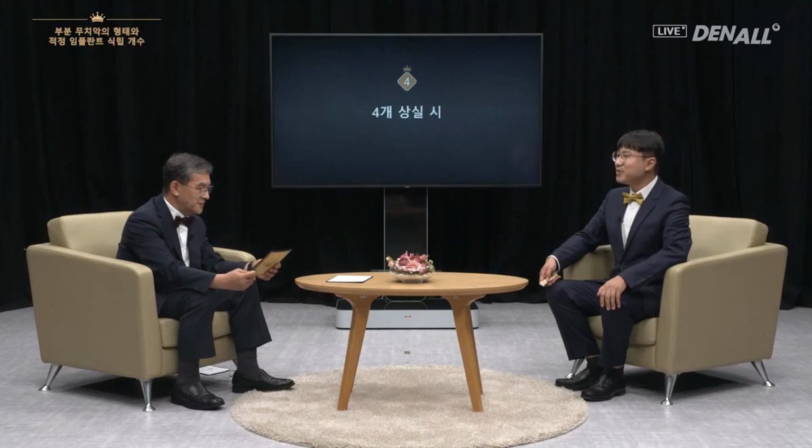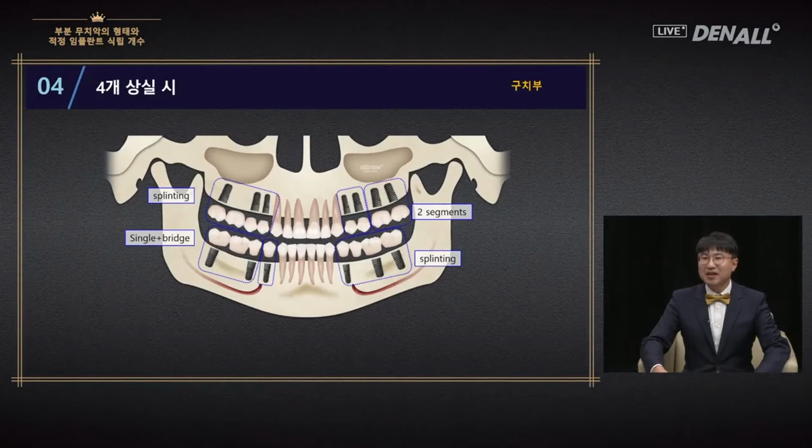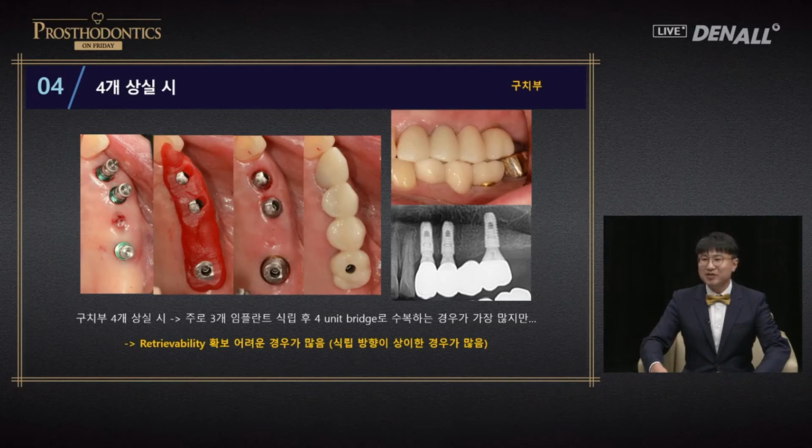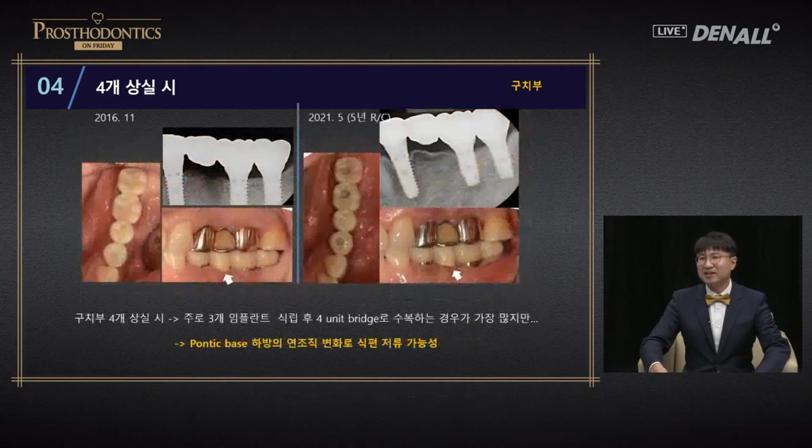Let's look at 4 missing cases. I hardly place 4 implants for 4 missing teeth. The reason is, as you adjust the distance between implant placement, the possibility of implant placement in number 8, which is difficult to maintain, goes up. If there are 4 missing in the posterior area, the placement path becomes slightly different, and if you splint everything, retrievability can become an issue.